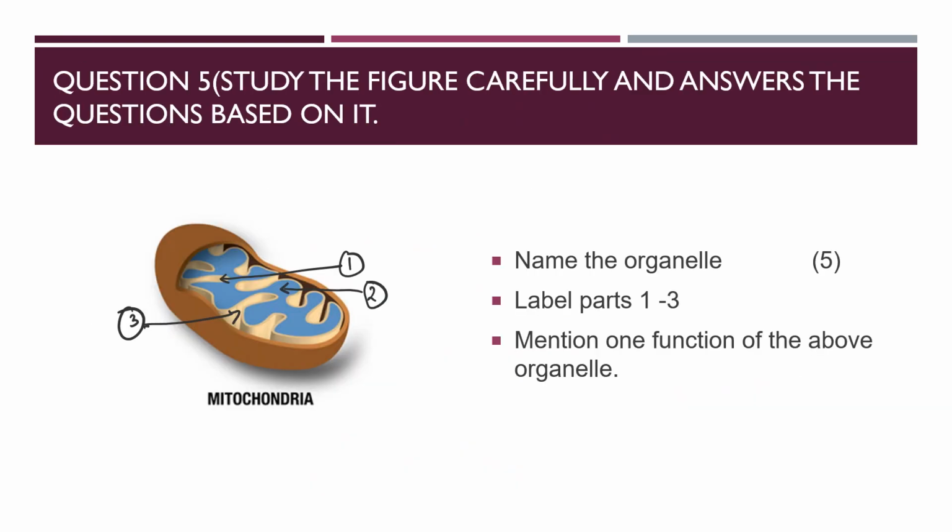Now study the figure carefully and answer the following questions. Name the organelle. You can say this organelle is mitochondria. Now label the parts 1, 2, 3. So this one is the cristae. Now this one is the DNA, and this one is the oxysome, or the F1 particle.